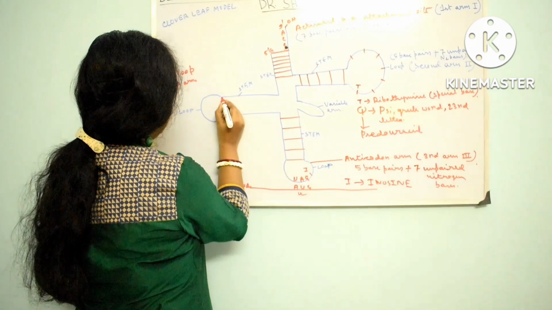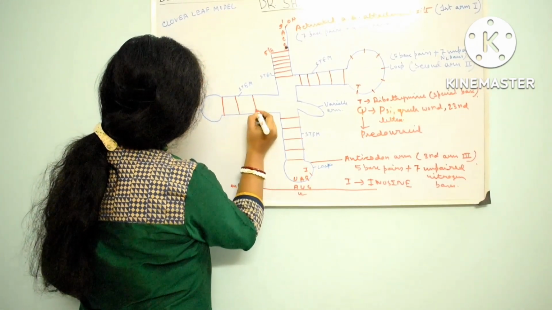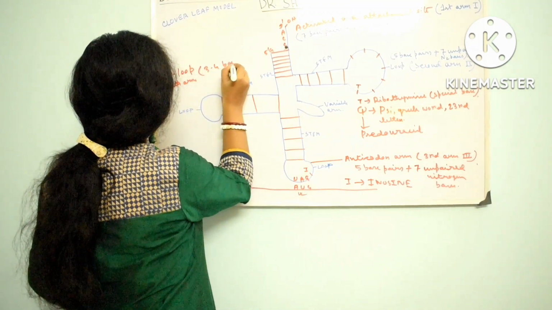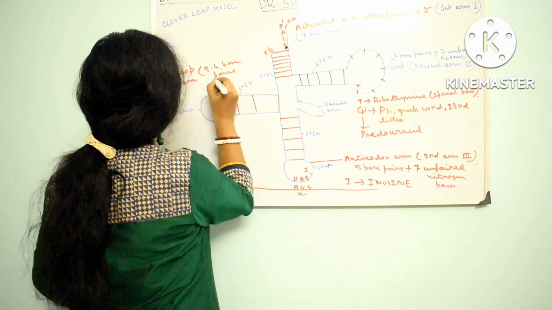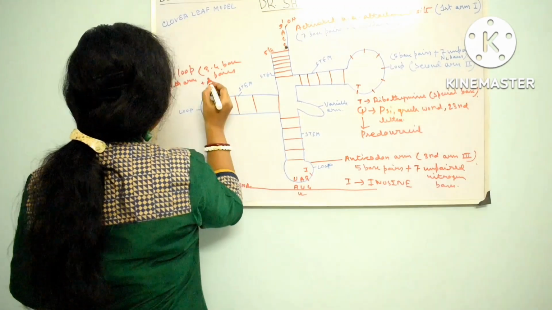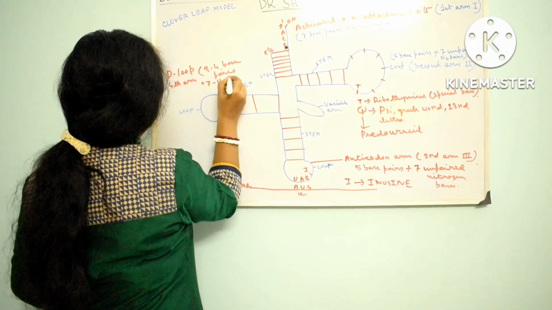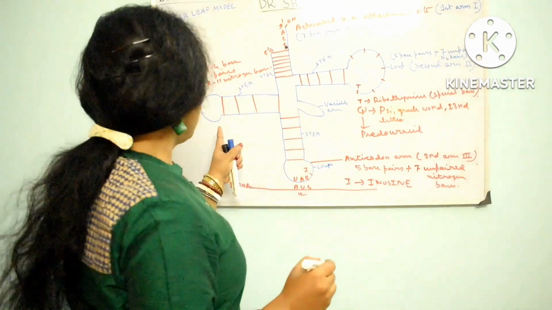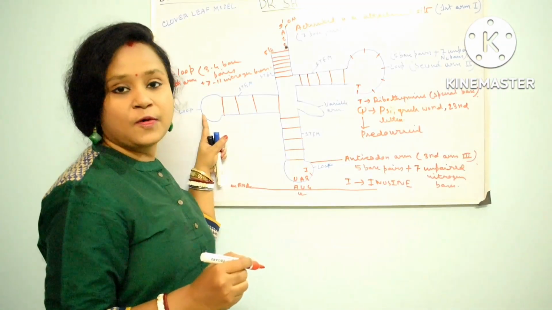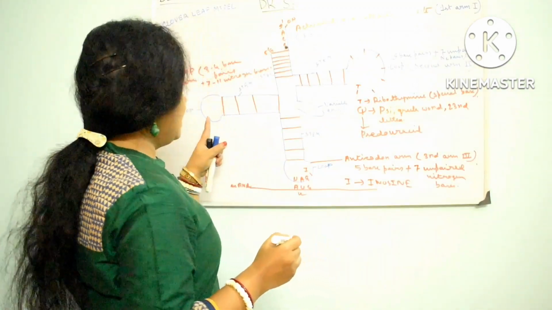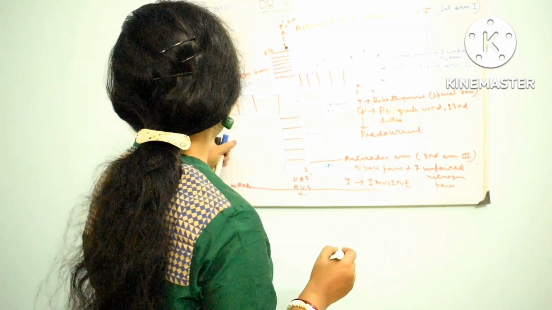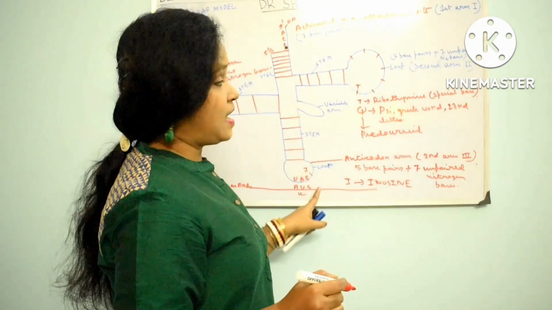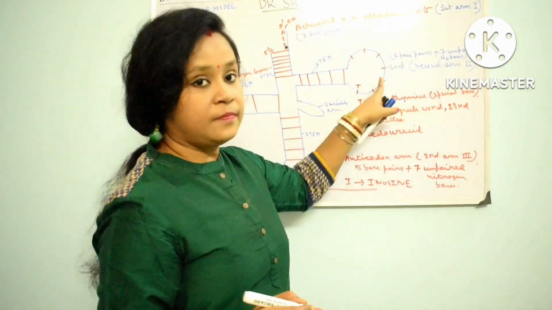It has 3 to 4 base pairs along with 7 to 11 nitrogen bases which are unpaired. So surely in this loop structure there is also the presence of abnormal, not usual, nitrogen bases. Uncommon bases are responsible for the formation of this loop structure.